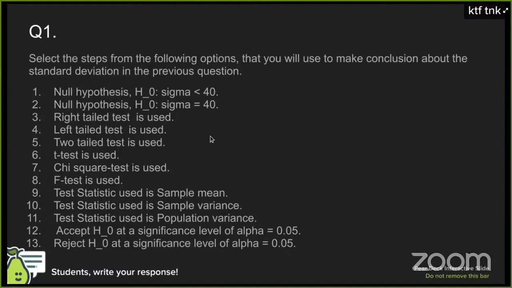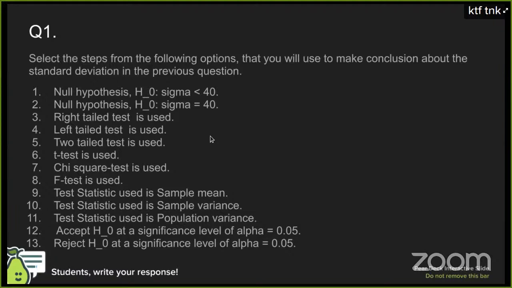The T test we are not going to use because we are not comparing means here. We are testing for variance, not testing for mean. So option 6 is gone. Which option remained? Option 7. So the chi-square test is used. Now, which test statistic are we using: sample mean, sample variance, or population? Sample variance. So option 10 is correct.